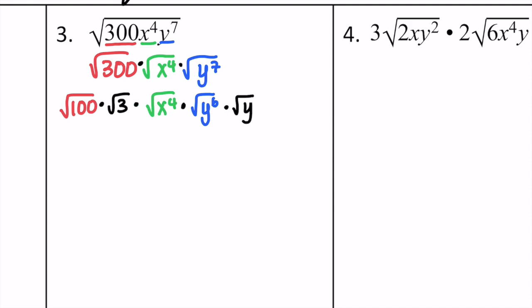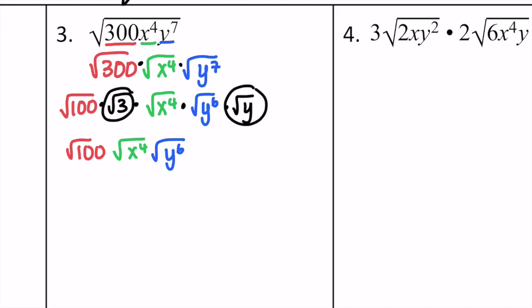I'm going to bring all my perfect squares to the front. So I have the square root of 100 times the square root of x to the 4th power times the square root of y to the 6th power. And then at the end, I'm going to put my square roots that are going to stay square roots because there's nothing perfect inside of them. So I have the square root of 3 times the square root of y. All of these are being multiplied together.